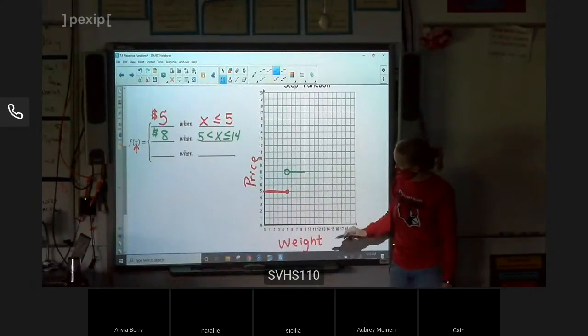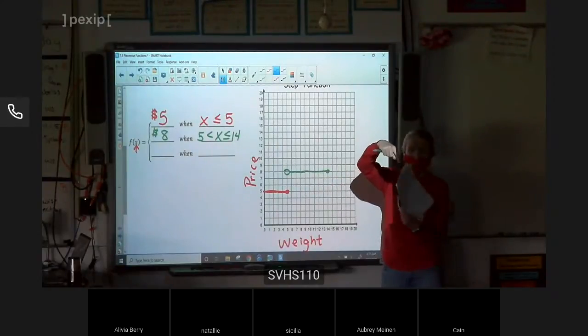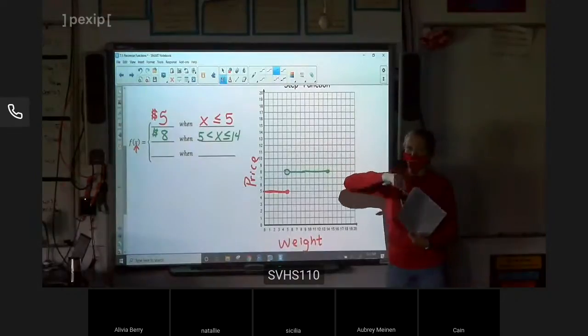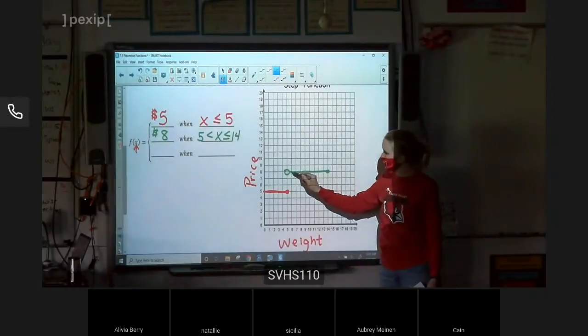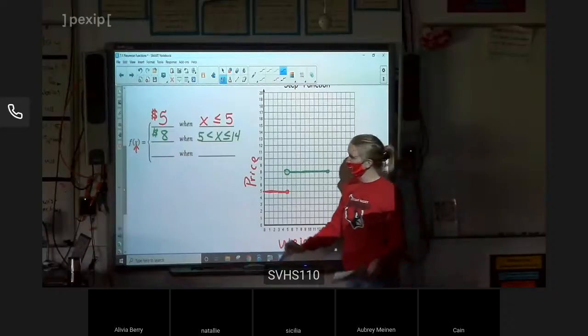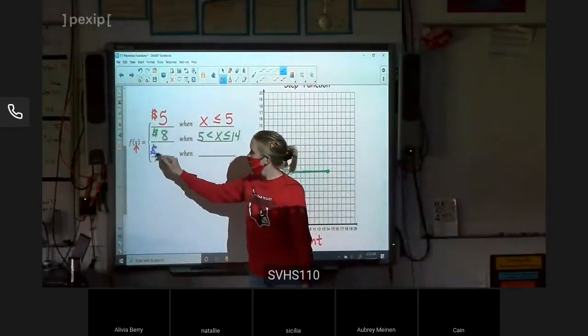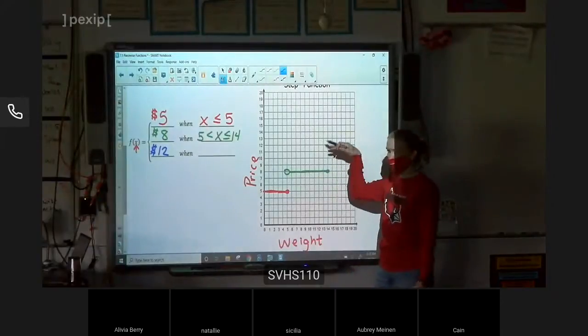And then at the 14, it would be a closed circle, because even though the words didn't quite match on your paper, on mine it said when it's less than or equal to 14 pounds, it's still going to cost you $8. So the next one would be $12. It would be like a stair step. It's called a step equation when it's just these nice horizontal lines.